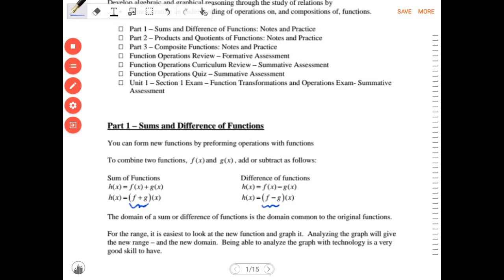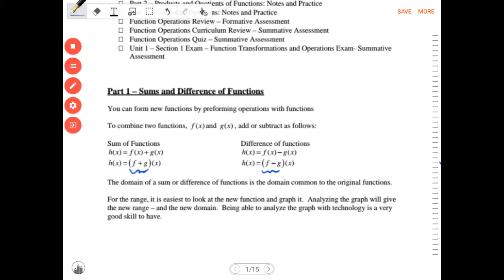For the range, it's easiest to look at the new function and simply graph it. Sometimes you can get the range from the new equation, the h of x equation, but typically it's easiest to graph and see what happens. Being able to analyze a graph with your calculator is a very, very good skill to have.